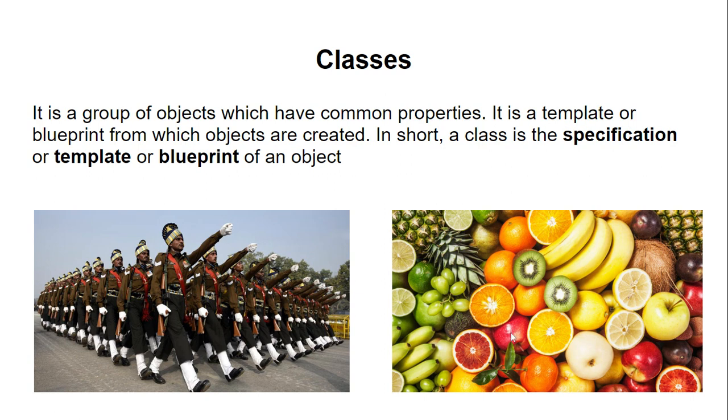In the same way, if we talk about fruits, fruit can be a class, but apple can be an object, because in fruit there are a lot of things. Fruit has different types of properties. They have color, they have size, they have taste. So this is all about classes.